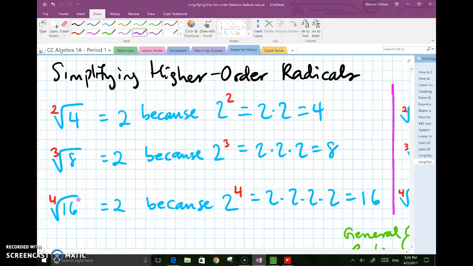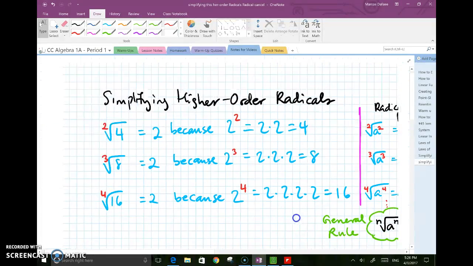Okay, so in each of these cases, what you should notice is that the radical you're dealing with, the order of that radical, has a direct connection and correlation with the power on the answer, which gives you back the radicand. So in this case, again, you have a 2 here, you have a 2 there, a 3 there as your order, a 3 as a power, a 4 as your order, a 4 as your power.